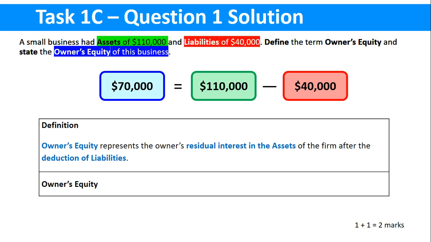So it didn't matter whether it's a $200 pair of shoes or a business with assets of hundreds of thousands of dollars, the calculation's the same, and we're going to put that down in our box next to owner's equity. Looking at our marks, we've got 2 marks, one for our definition and one for our calculation.